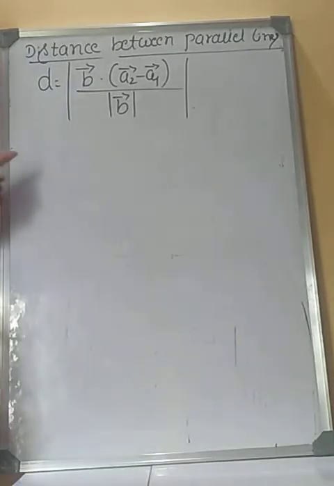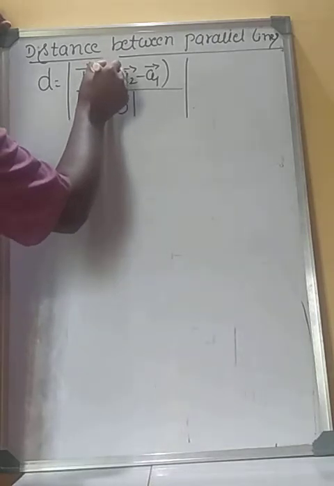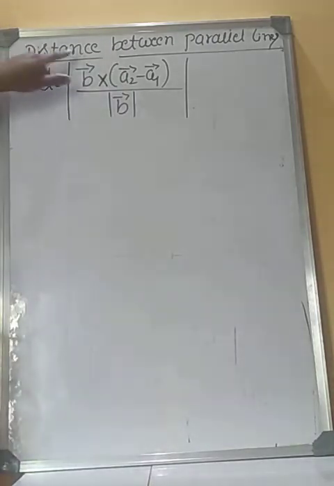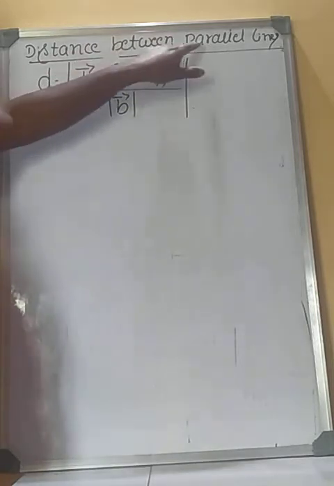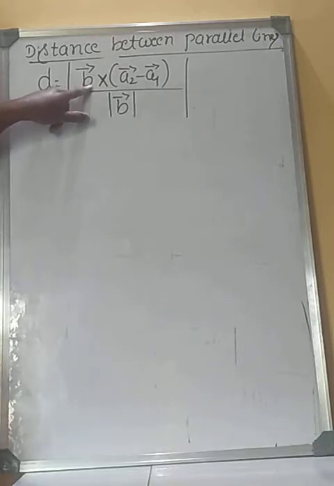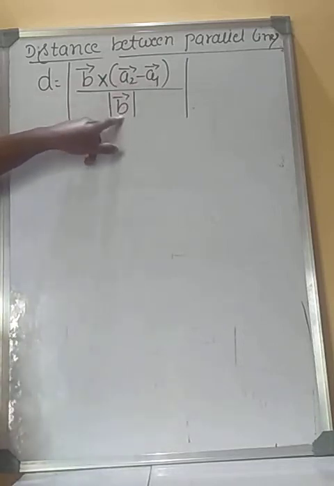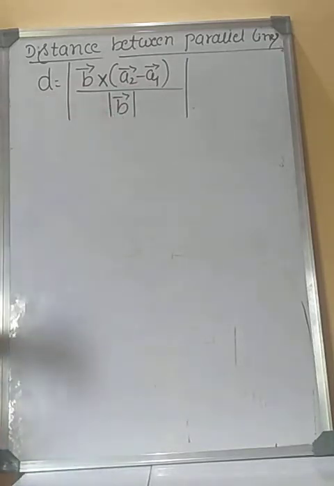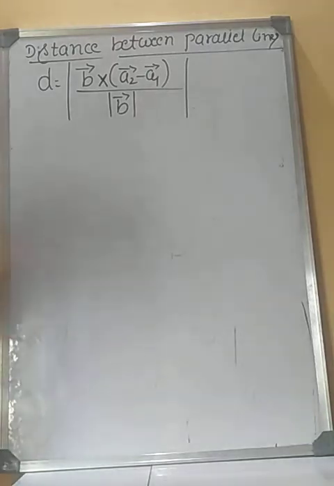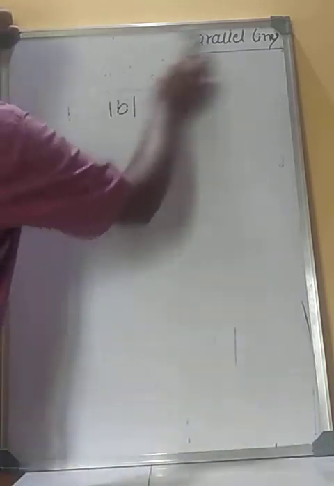The shortest distance between two parallel lines, D is equal to magnitude of B vector cross a2 minus a1 vector dividing by magnitude of B vector. Now we shall go for examples.